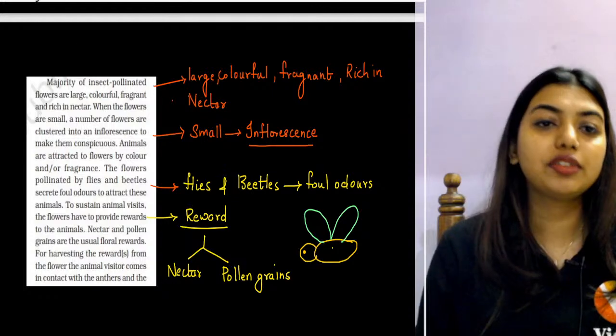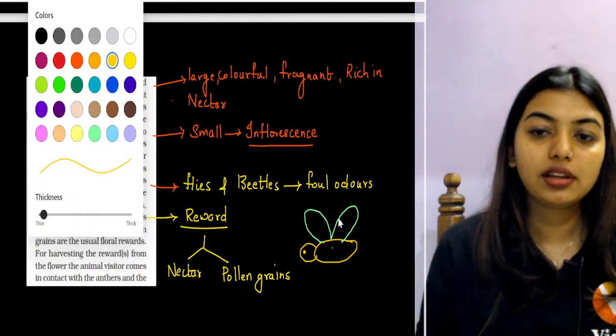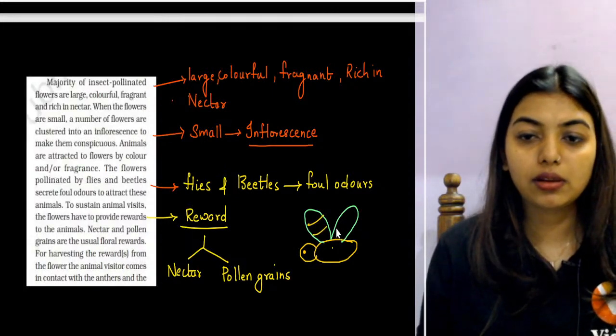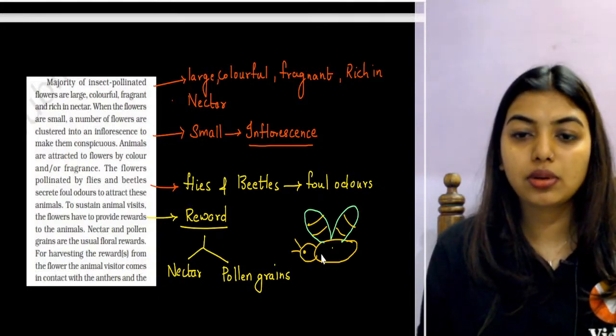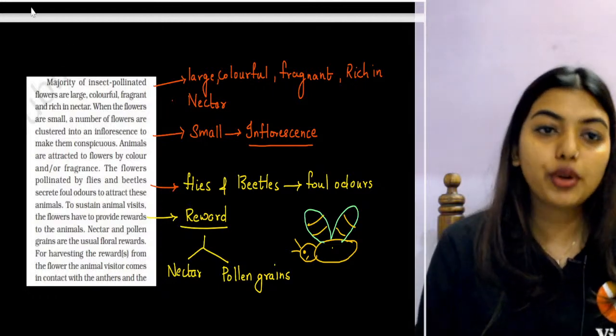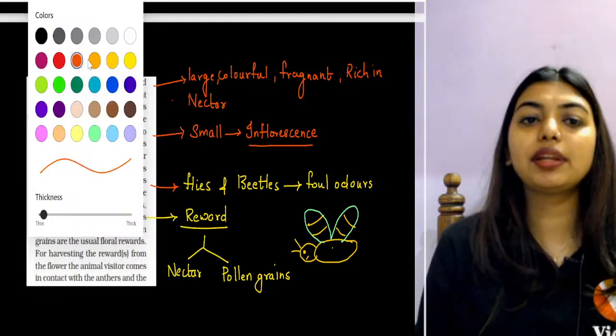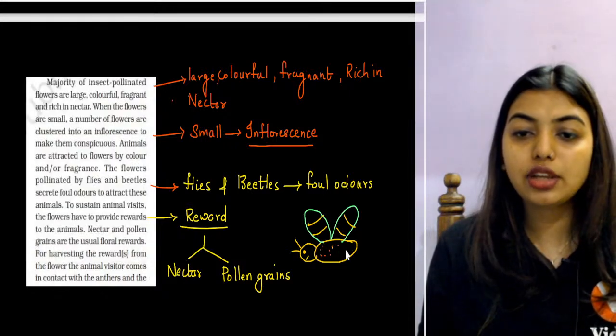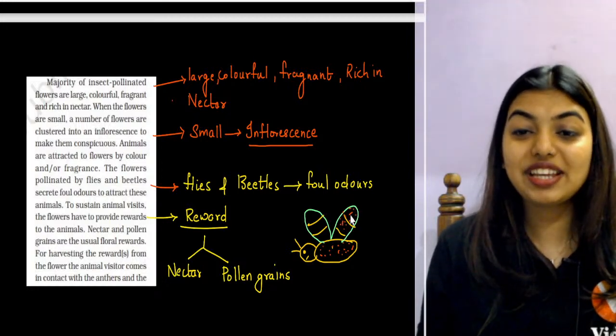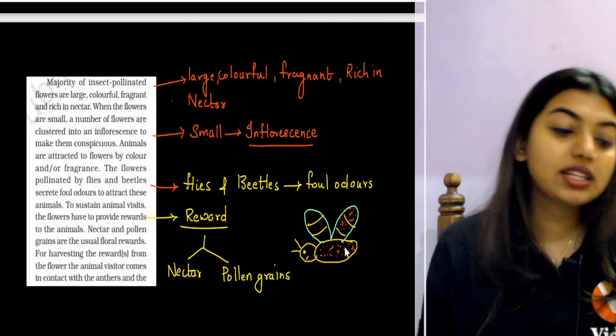I cannot draw it with black, so I'm just drawing it with green. Okay, this is Sony bee. Now this Sony bee is going to come, and what is going to happen? Let's say there are pollen grains, right? The pollen grains are going to stick to the body of the Sony bee, even to the tips of their wings. All of this, the pollen grains are going to stick.